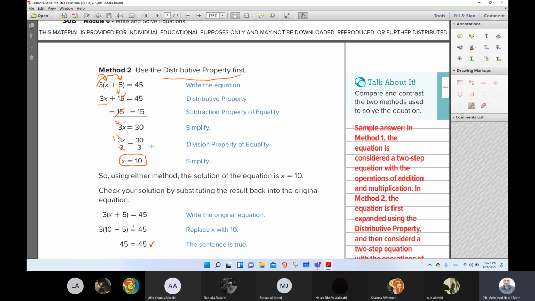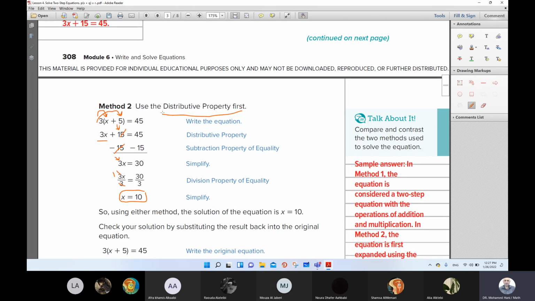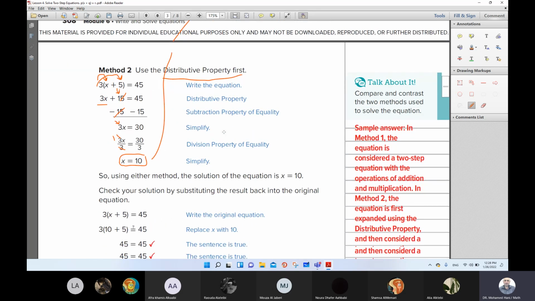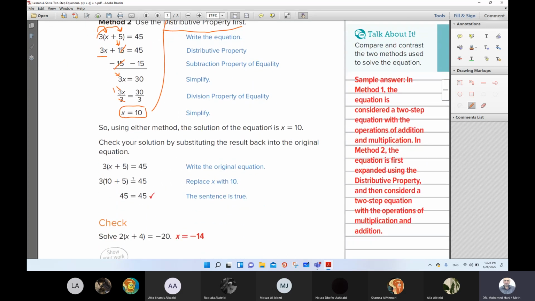As you see here, in the different method, you will get the same answer. So the solution of the equation x equal 10.